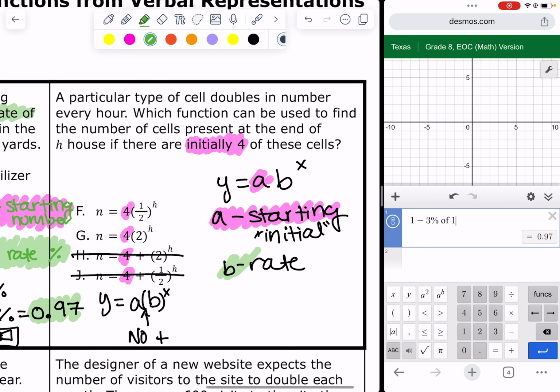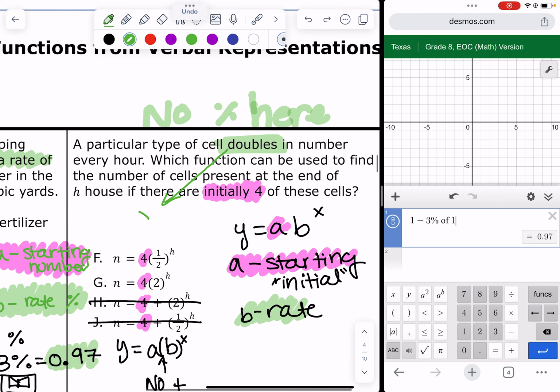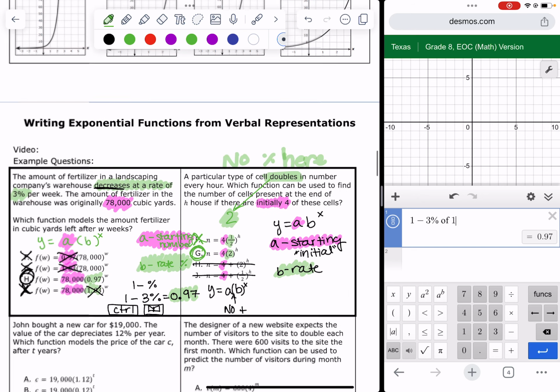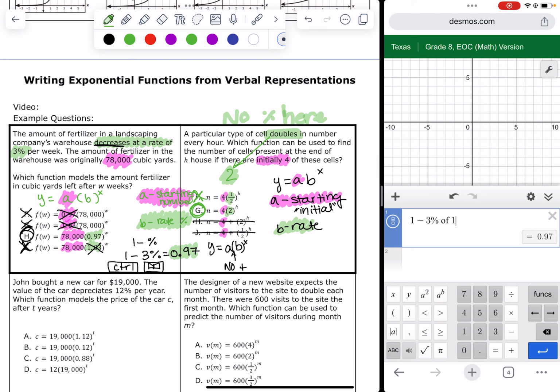Next one. We have our rate. There is no percent here. But there is this word doubles. This word doubles means times 2. Okay? It just means 2. So if I'm looking at this number, I know that G matches both my numbers. So it has to be my answer. And that's how you do those questions.